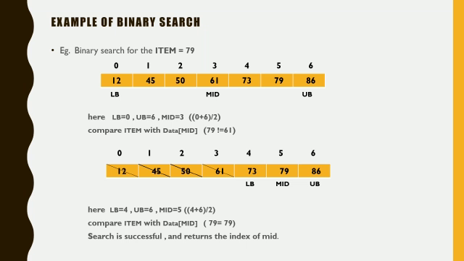Then we will check whether our item is less or greater than the mid element. Here our item is 79, which is greater than 61. Hence we have to consider the second half and update lower bound to mid plus 1. Then our lower bound is 4, upper bound is 6 and the new value of mid is 5. Then we check the item with the new value of mid, that is 79 is equal to 79. Our search is successful and we will return the index of the mid element.